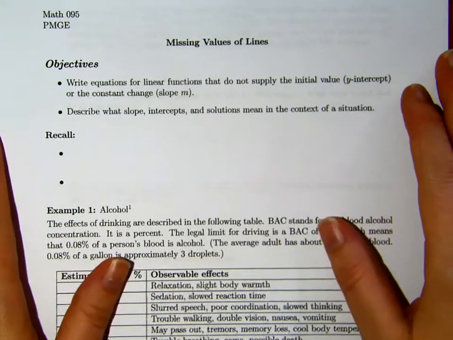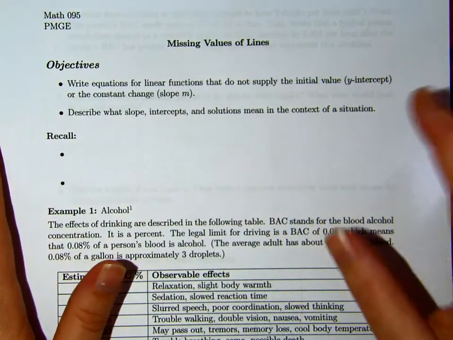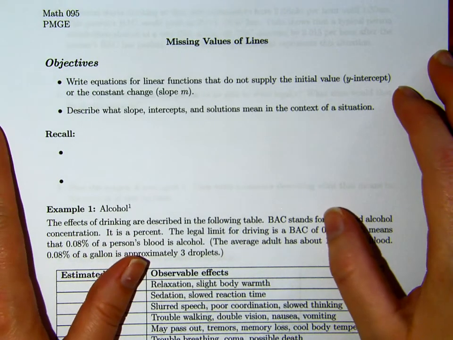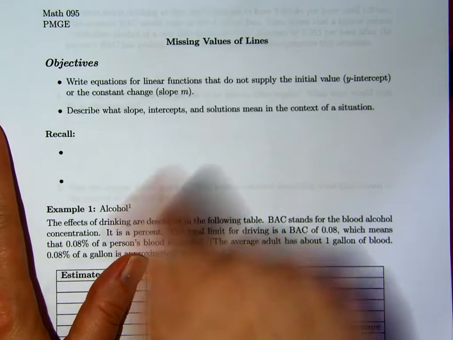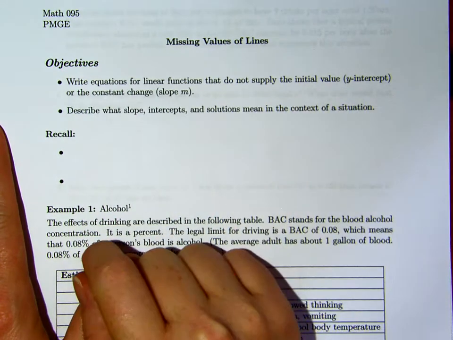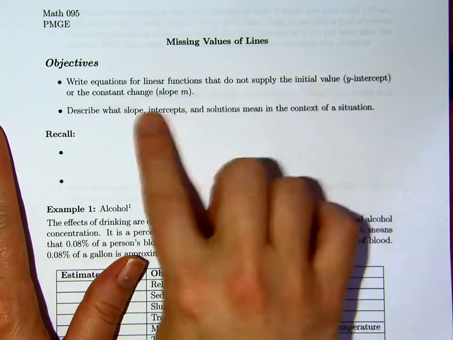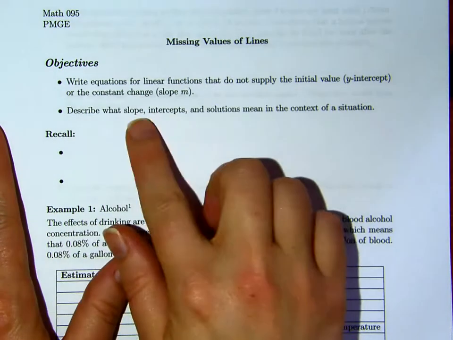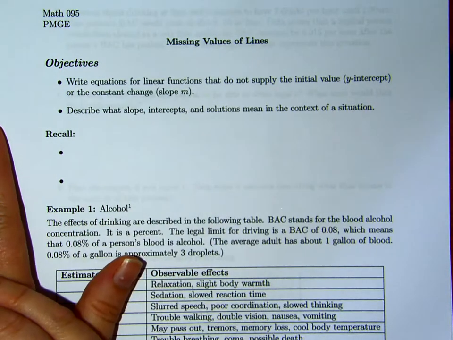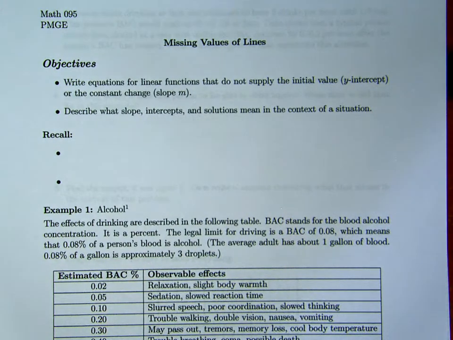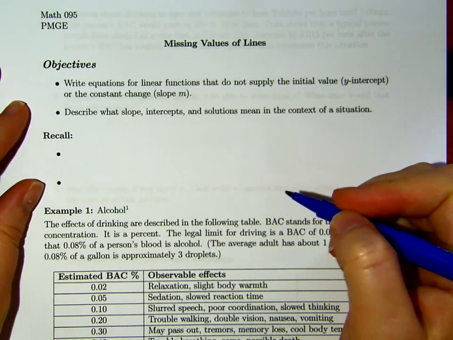Okay, well, missing values of lines comes from section 3.7 in your textbook. We're going to write equations for linear functions that may or may not supply the initial value and the constant change. And then we're going to describe the slope and the intercepts. We're just going to do what we always do, make it count. So I have a couple of recalls for you.